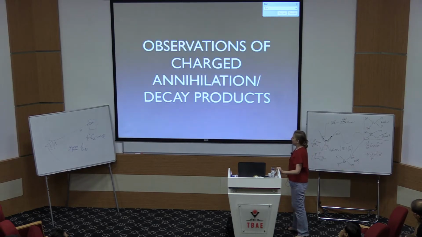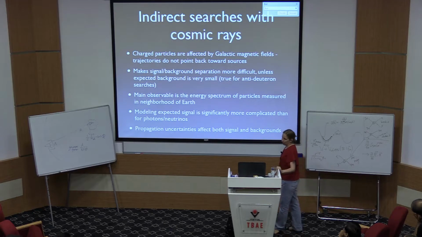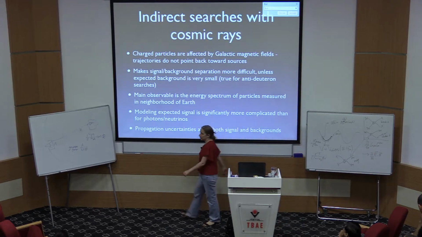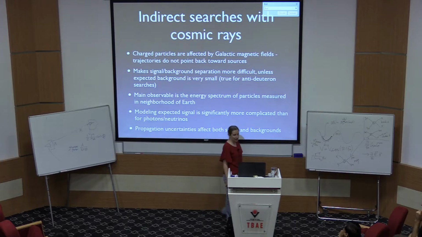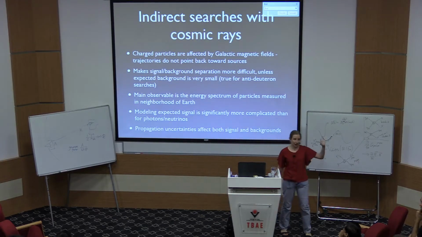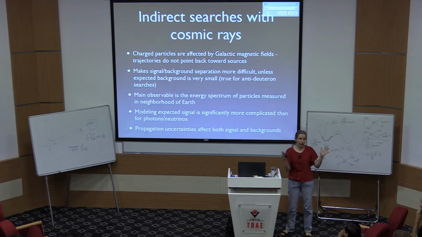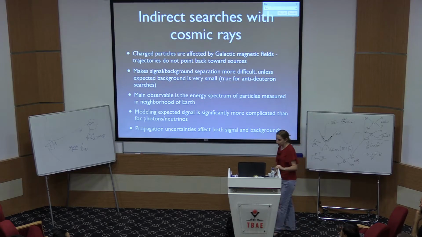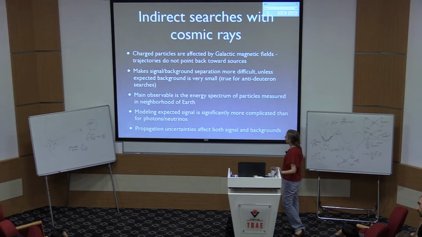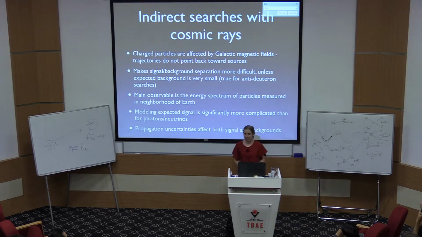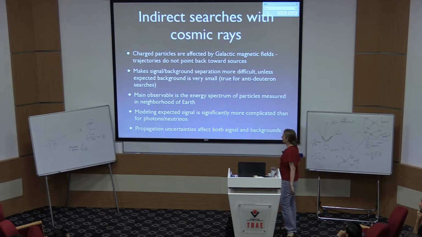So charged annihilation and decay products, the situation is more complicated. You can't do this integral over line of sight because our galaxy has significant magnetic fields, and so the trajectories of charged particles when they hit our detectors at Earth come from all directions, essentially isotropically, and it's very hard to trace them back to the sources that they came from. This also makes the signal to background separation a lot harder unless the expected background is really small. So this is true for searches for antideuterons and for heavier antinuclei. For that, you also expect the flux to be pretty small, but there are experiments like the GAPS experiment is going to try to do an antideuteron measurement.